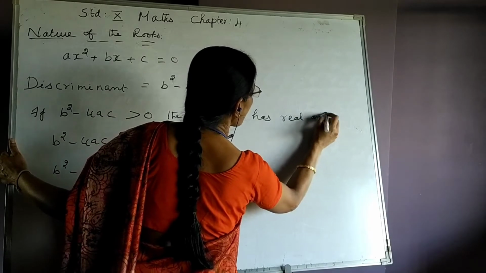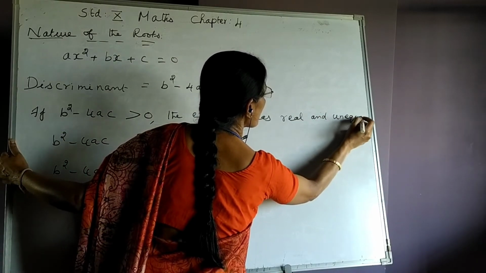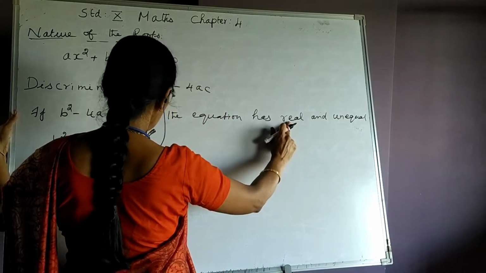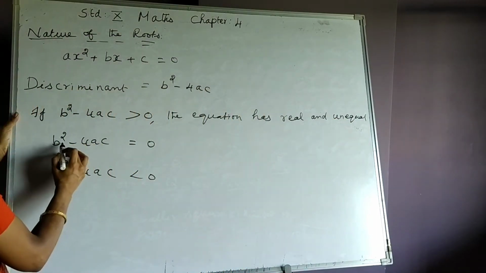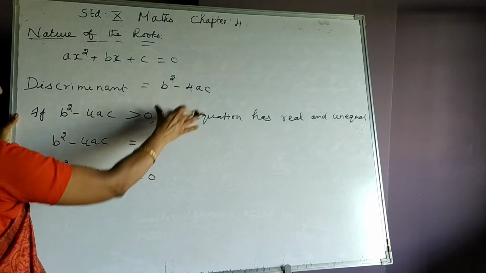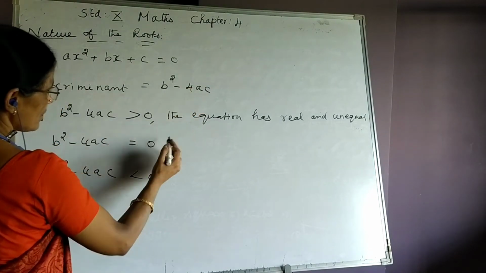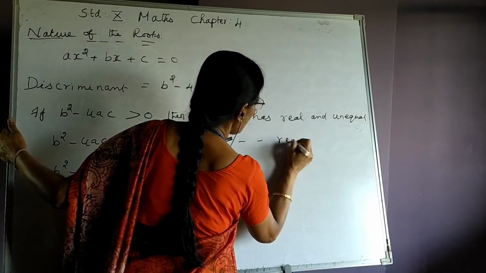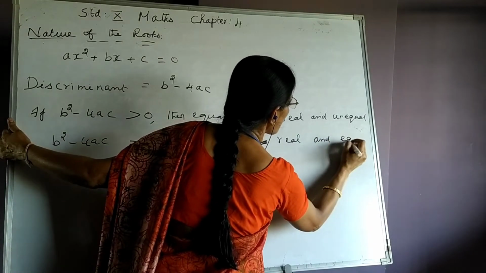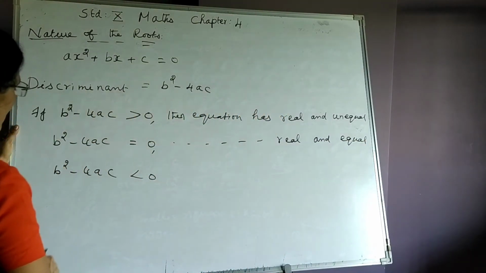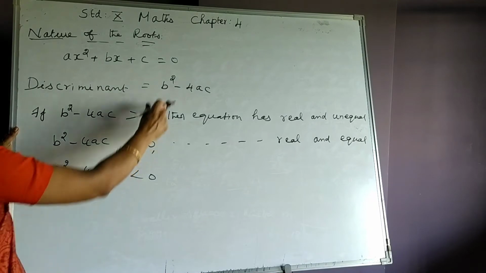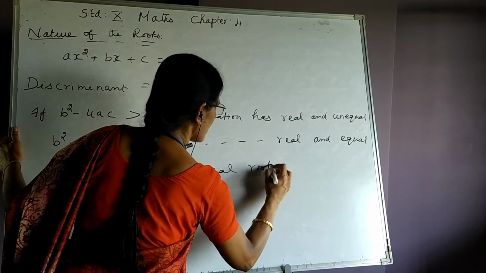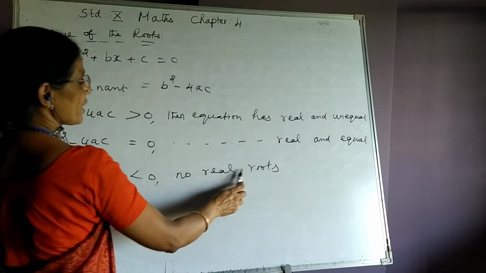When it is a positive number, the equation has real and unequal roots. When you find the roots, they won't be equal; the numbers will be unequal, but they will be real numbers. If you calculate b square minus 4ac and get 0, then the equation has real and equal roots. But when the answer is a negative number, we cannot find any real roots. Therefore, we conclude no real roots.